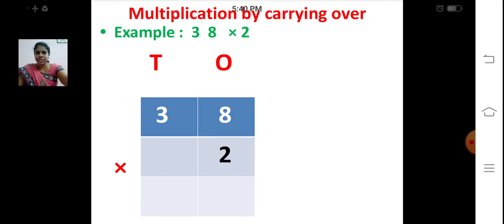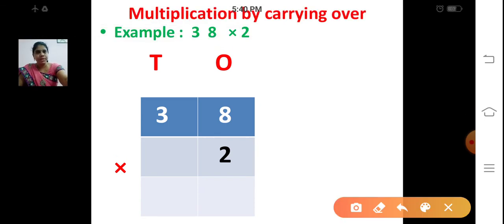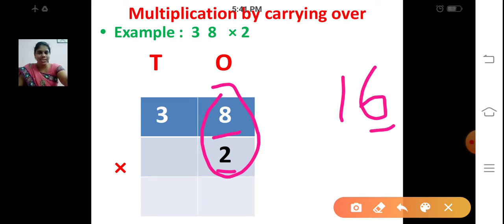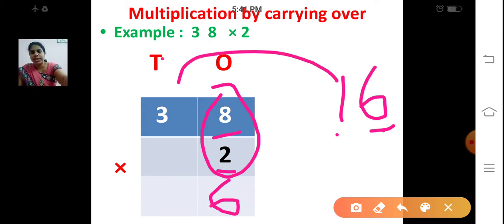So what is the first step? First step is we are going to multiply the digit at the ones place by this 2. So 8 2s are, what is 8 2s? 8 into 2, 8 2s are 16, isn't it? So 6, this is ones place, this is tens place, right? So this ones place 6, I am writing it below the ones place. This 1 will be carried over to the tens place.